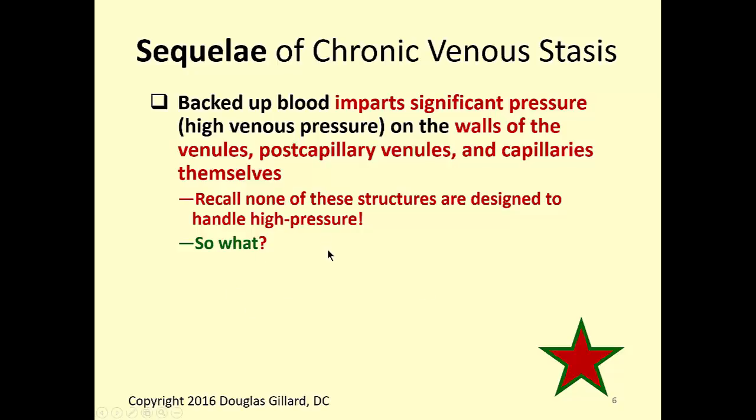The backup of blood imparts significant pressure, or high venous pressure, on the walls of the venules, postcapillary venules, and capillaries themselves. And what did we say about those systems? Those vessels are not designed to handle high pressure, right? They're only designed to handle low pressure. And so what happens? They'll leak, right? You get too much pressure, they'll leak.